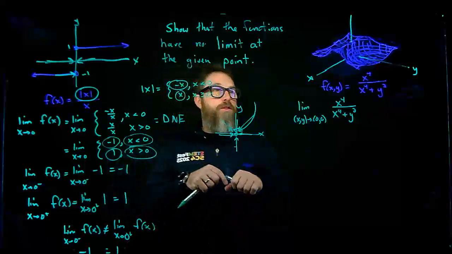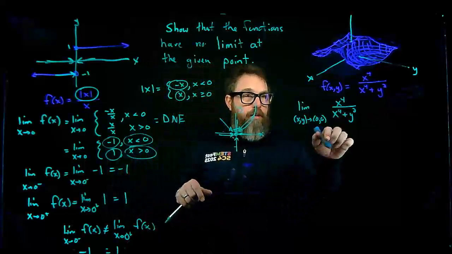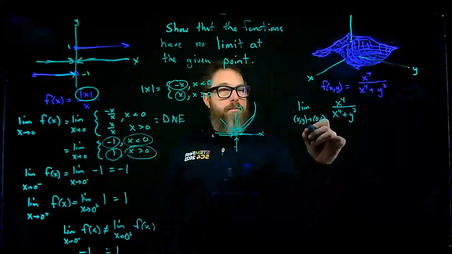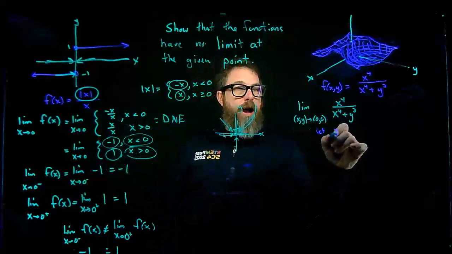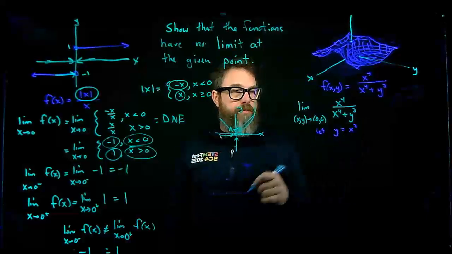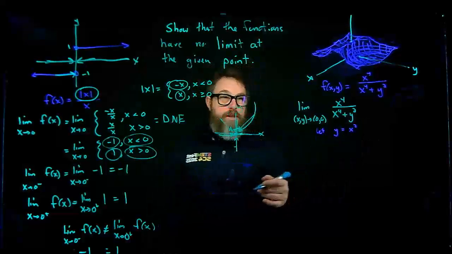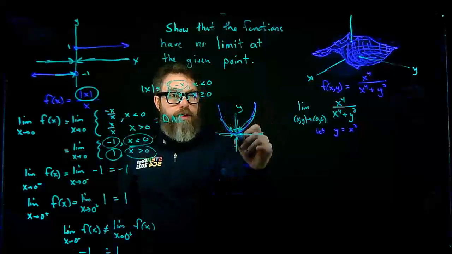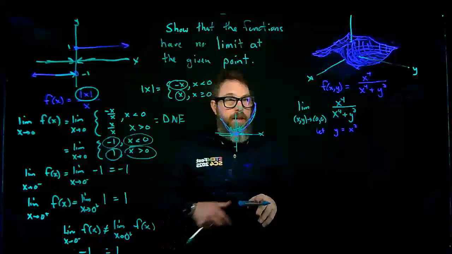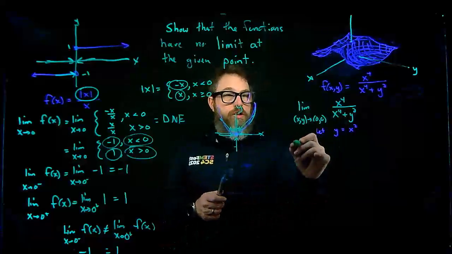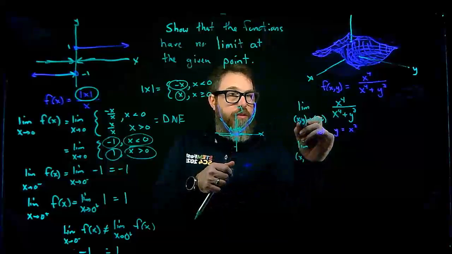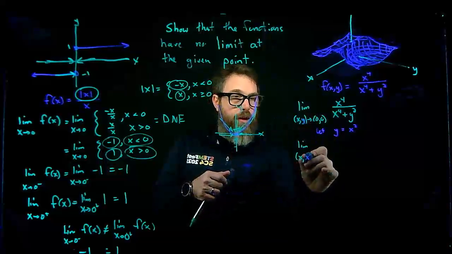So what I'm going to do for this is I want this to simplify much like this simplified. So I'm going to let y equal x squared. So really what I'm doing is I'm going to come in from this curve here, and I'm going to approach 0, 0. Now we have to make sure that this would work. So this is going to be the limit as x comma, now remember what I'm doing is I'm changing this y right here to an x squared.